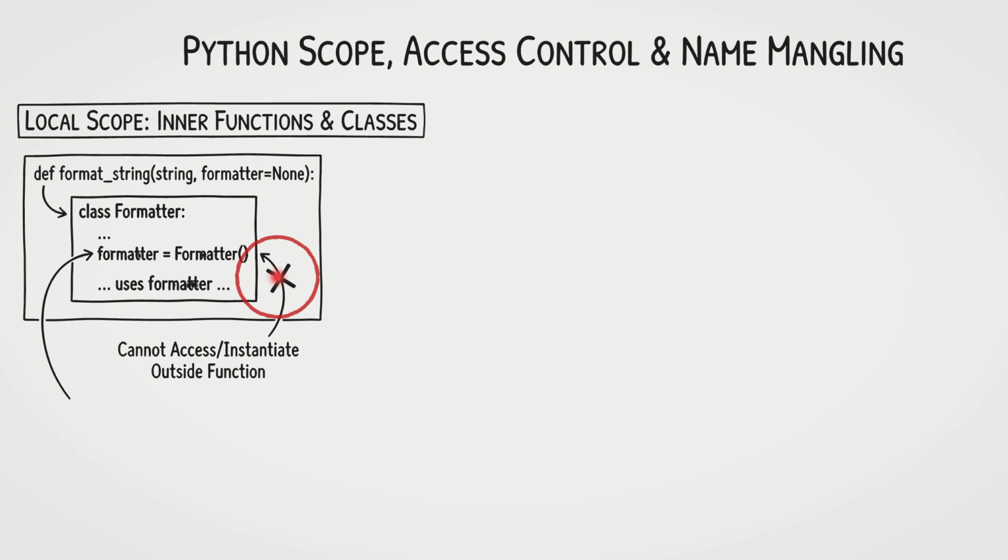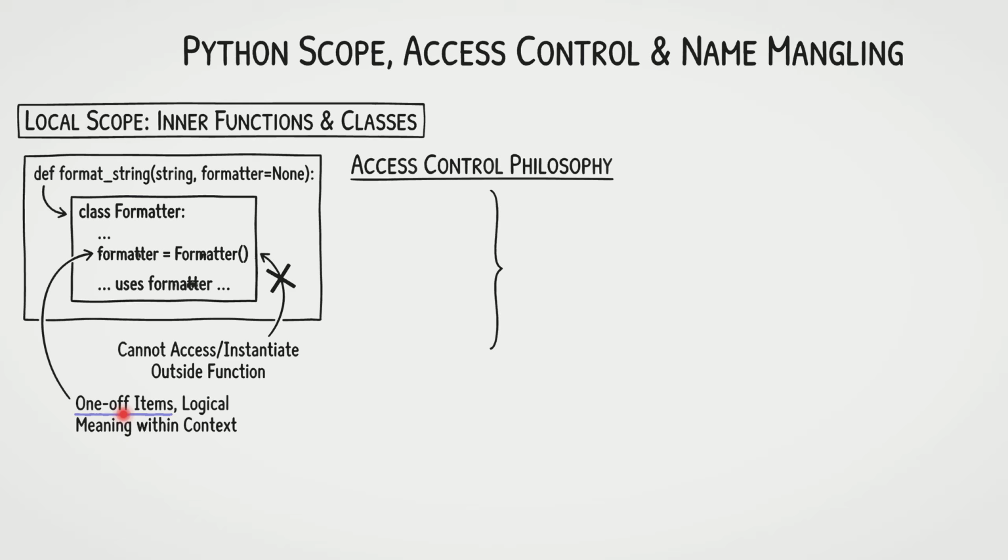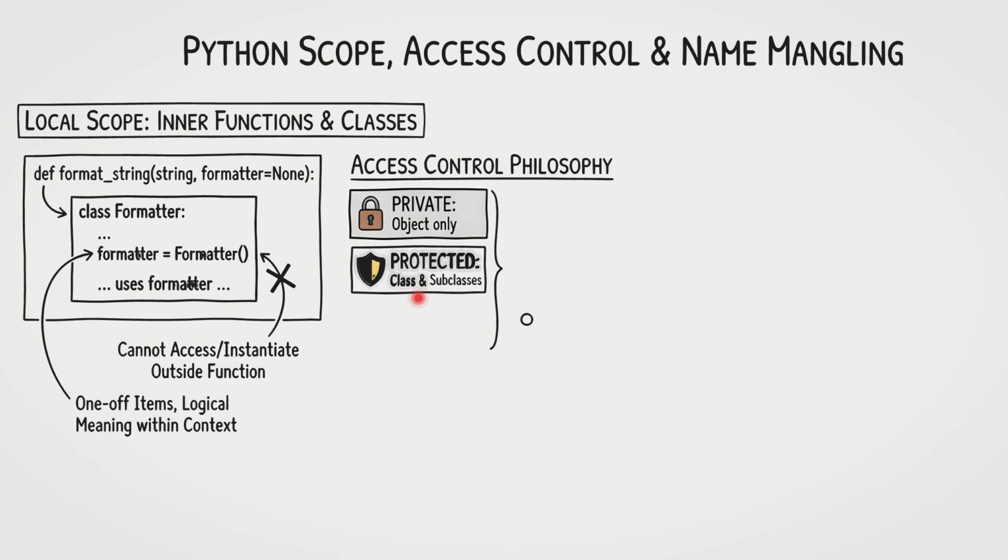We utilize these inner classes and functions for one-off items. These are components that just don't need a global scope at the module level. They only possess logical meaning within the context of a single method. Now, let's talk about access control. Most object-oriented programming languages implement this concept as a fundamental part of abstraction. Typically, attributes and methods are categorized into three strict levels.